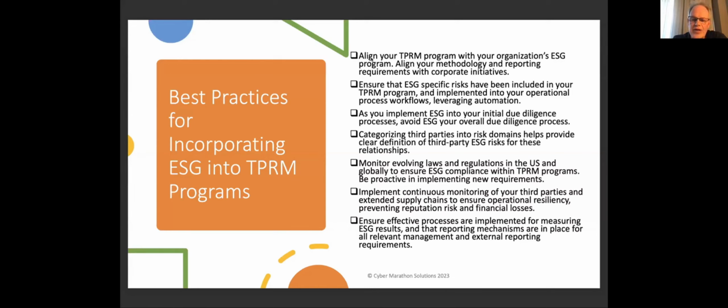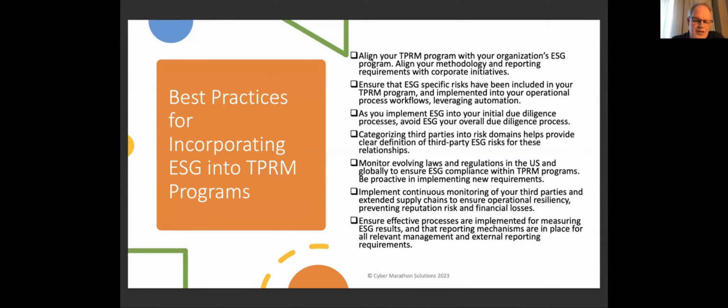One way that you can get your arms around this better is as you categorize your third parties into what I call risk domains, that provides clearer indication of what the risk is for different subsets of your third party inventory. So by categorizing your third parties based on the services that they're providing to you, the type of information they're handling, you can use that leverage to better understand ESG risk. That's a much bigger topic that we can't go into in all the detail here.